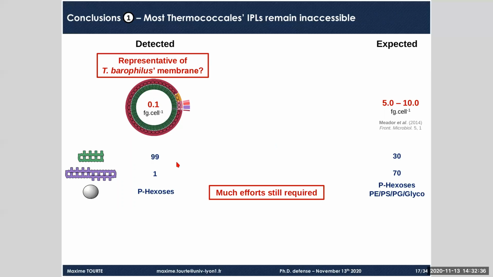While we could identify a large diversity of new polar head groups, this is still far from what would be expected for Thermococcus barophilus. For instance, up to 10 femtograms of lipids per cell are expected, distributed between 30% of diethers, 70% of tetraethers, and with additional polar head groups that we didn't see here. So this questions how representative the lipids that we described for Thermococcus barophilus are of its complete membrane lipidome, and suggests that much effort is still required in order to grasp the entirety of its lipidome.